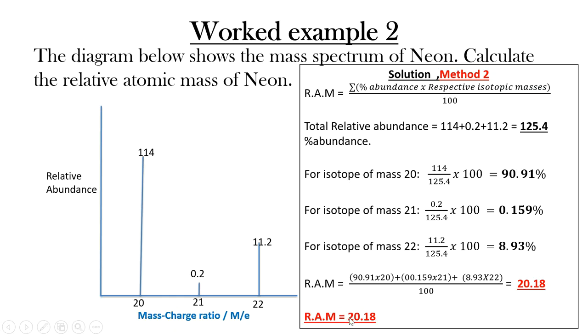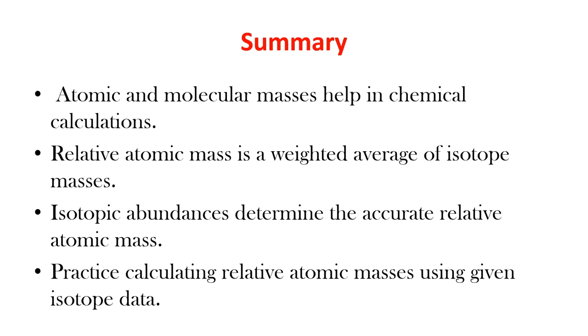So please, let's try other questions and see how best we can get more knowledge and practice more questions about this. In summary, we are saying that atomic and molecular masses help in chemical calculations, and relative atomic mass is a weighted average of isotope masses. Then we are saying that isotopic abundances determine the accurate relative atomic mass. And we are saying that let's practice calculating relative atomic masses using given isotope data.